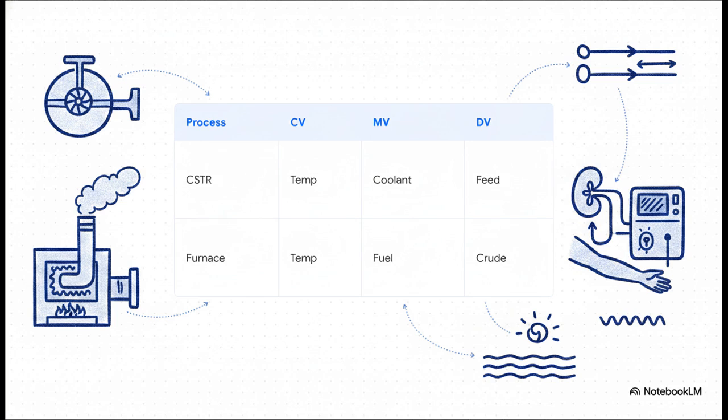In a thermal cracking furnace, we want to control the furnace temperature, the CV, by manipulating the fuel flow rate, the MV. What throws it off? The crude oil composition, the DV. In a kidney dialysis unit cleaning a patient's blood, the blood flow rate is maintained by a pump, but ambient conditions act as disturbances. The framework remains perfectly consistent across wildly different applications.